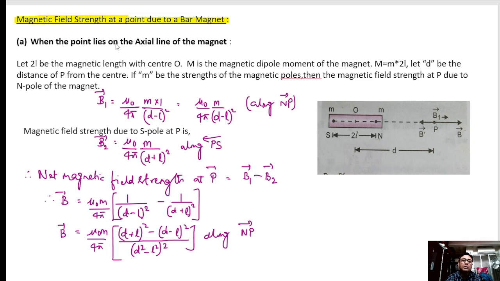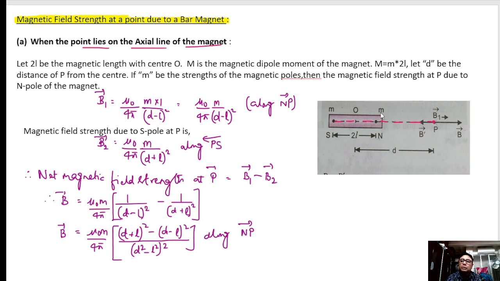So first of all, when the point lies on the axial line of the magnet, here is the point, and this is the axial line. So we have to find the magnetic field strength at this point. This is the magnet having equal pole strengths M and M, separated by a distance 2L, and from the center the distance is D.